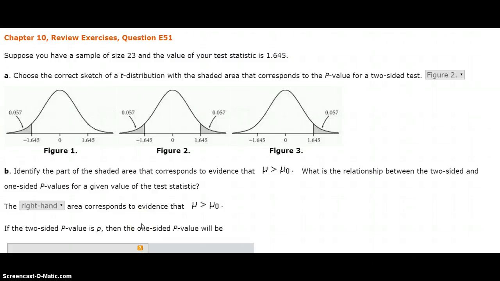Chapter 10 Review, question E51. We have a sample size of 23 and a test statistic value of 1.645. Looking at these three sketches, we want to know which one would correspond to the p-value for a two-sided test. With two-sided, we're going to have an equal amount of possibility in both tails. This one only gives the left, this one only gives the right. Figure 2 gives both tails, so for the two-sided test, figure 2 is correct.